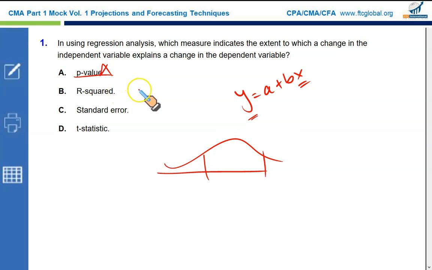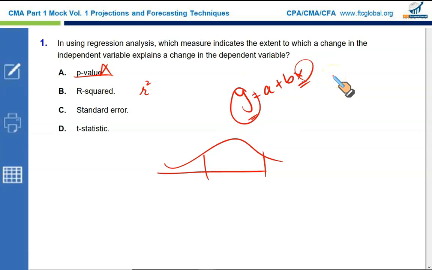R squared is basically the square of the coefficient of correlation. R is the coefficient of correlation. If it is squared, this is called coefficient of determination. What it measures for you? It measures the proportion of the total variance in the dependent variable that can be explained by the independent variable. And that's what we are looking for. R squared is the answer. This is the right option.